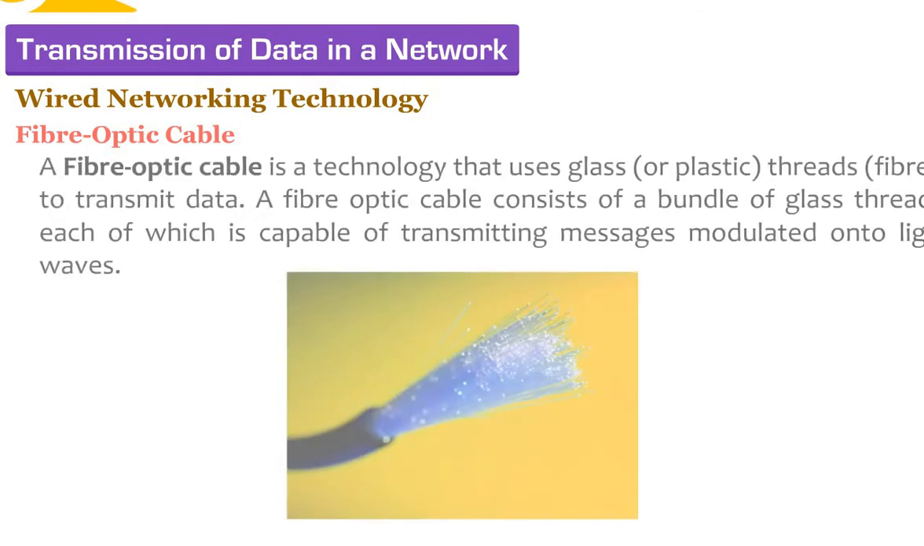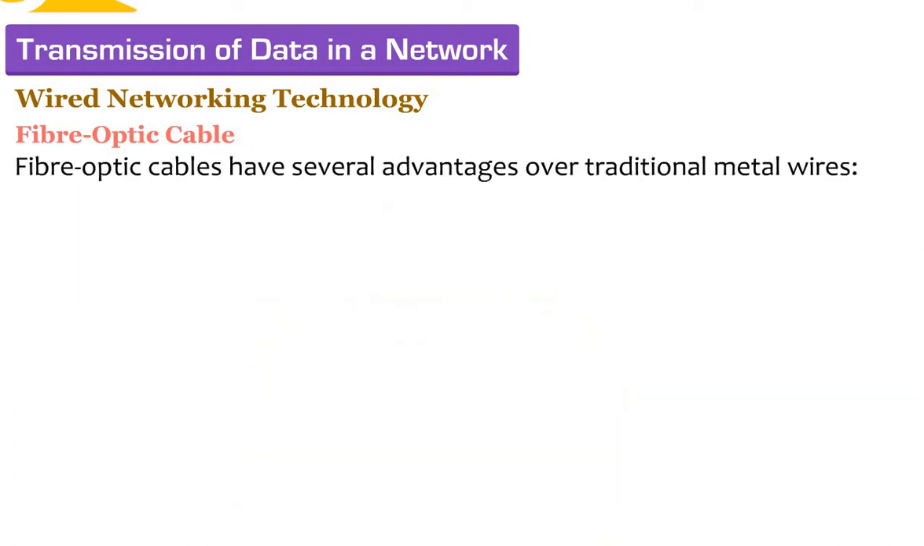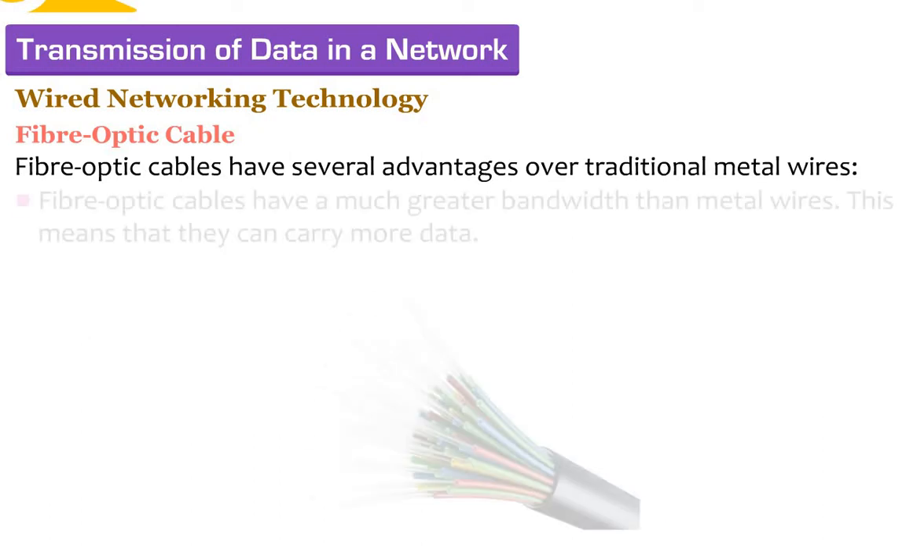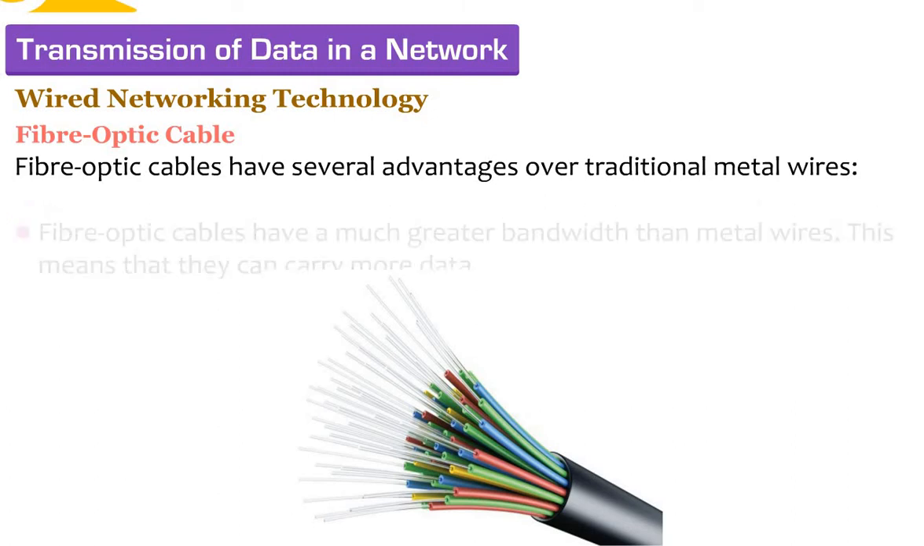Fiber optic cable. A fiber optic cable is a technology that uses glass or plastic thread fibers to transmit data. A fiber optic cable consists of a bundle of glass threads, each of which is capable of transmitting messages modulated onto light waves. Fiber optic cables have several advantages over traditional metal wires. Fiber optic cables have a much greater bandwidth than metal wires. This means that they can carry more data.